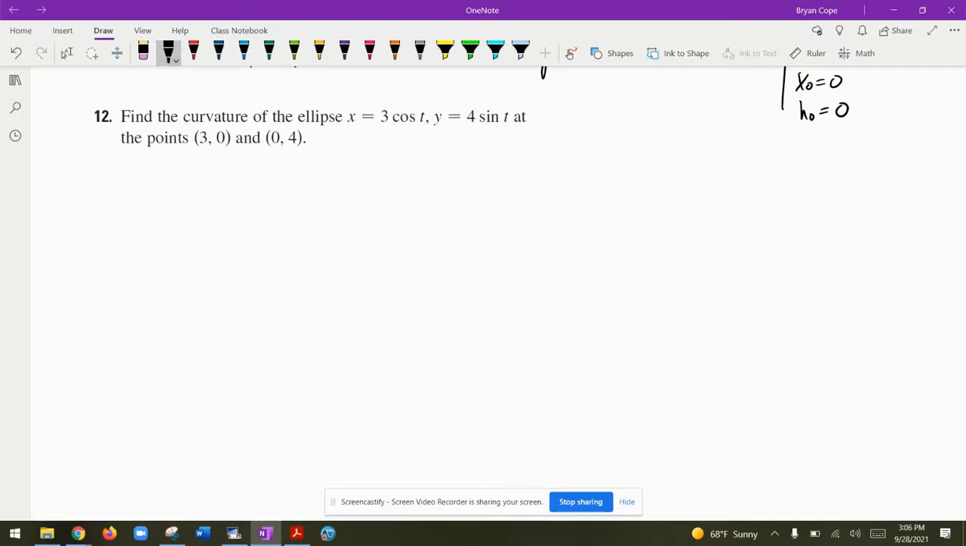All right, find the curvature of the ellipse x equals 3 cosine t and y equals 4 sine t at the points (3, 0) and (0, 4). Well, this is not a case of y equals f of x. We don't have this written as just a function of x. So I think we're going to have to parameterize it as a vector function and then use one of our formulas. So 3 cosine t and 4 sine t, and just treat the last component as 0 since we're in the plane.